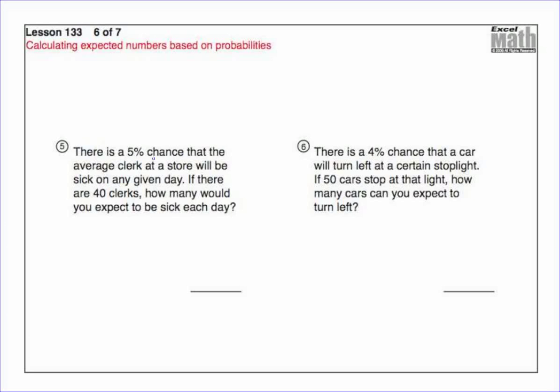There is a 5% chance that the average clerk at a store will be sick on any given day. There are 40 clerks. How many would you expect to be sick each day? So that's, again, a percent problem. 5% is 0.05, sorry, I almost did the same mistake that a lot of you guys do. We're going to multiply 40 times 0.05, move the decimal point over, and we would expect to have 2 clerks sick.